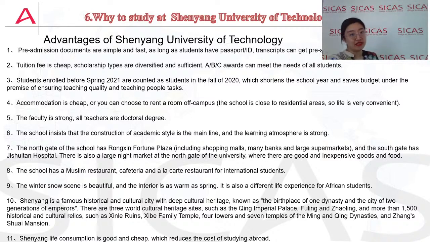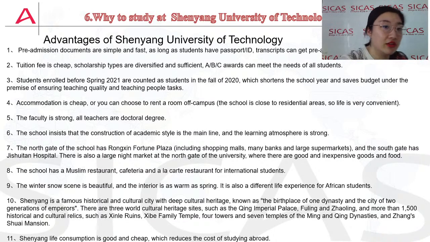The second is that tuition fee is cheap, and scholarship types are diversified and sufficient. ABC awards can meet the needs of all students. Not only is the tuition fee really cheap, as long as your grades follow the admission requirements and the scholarship requirements, you can basically pay only a certain amount, and that's really ideal.